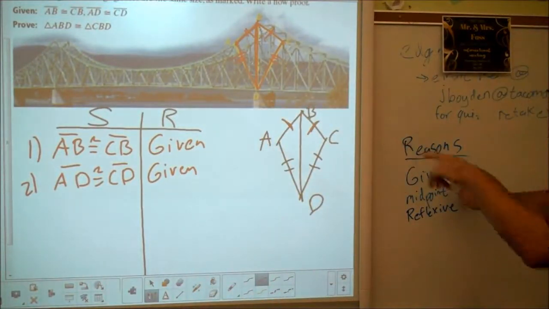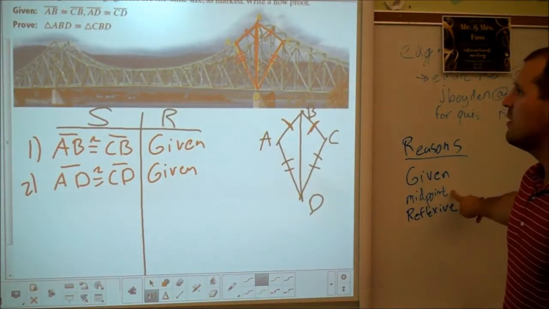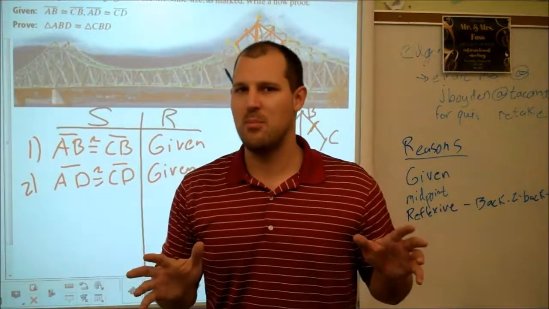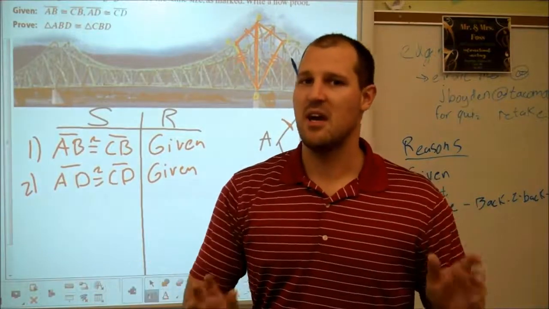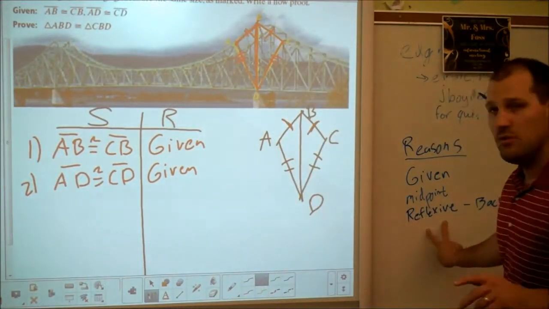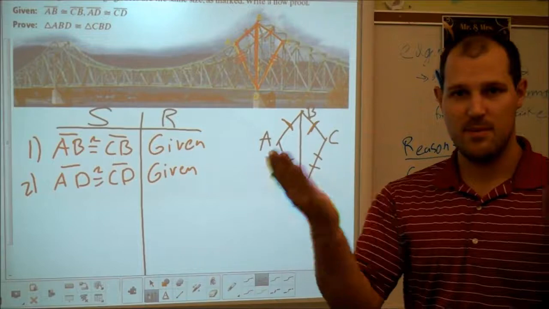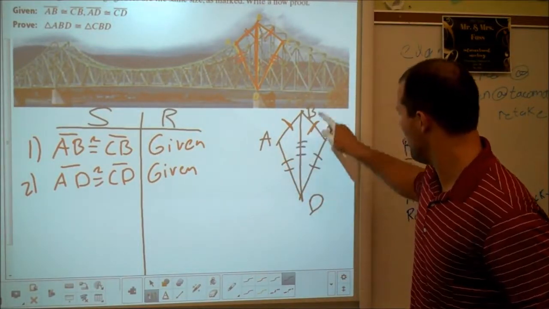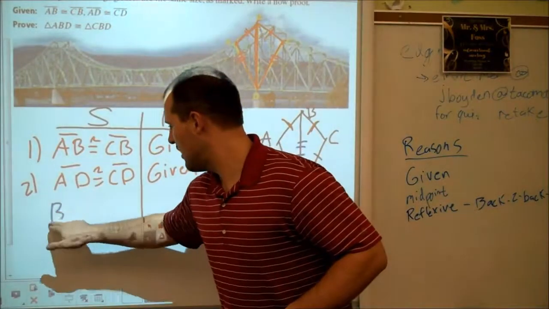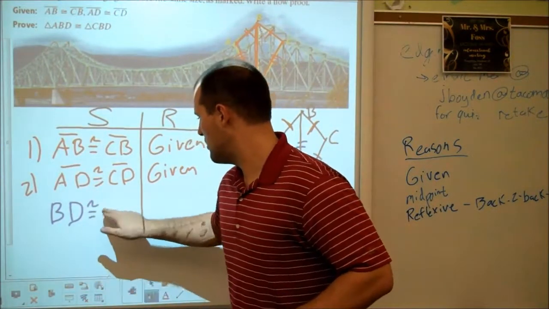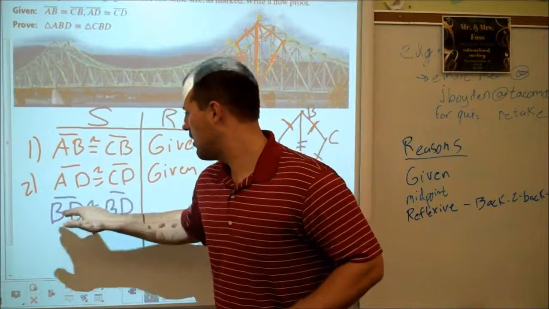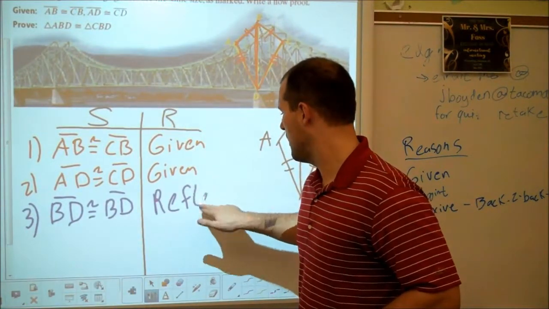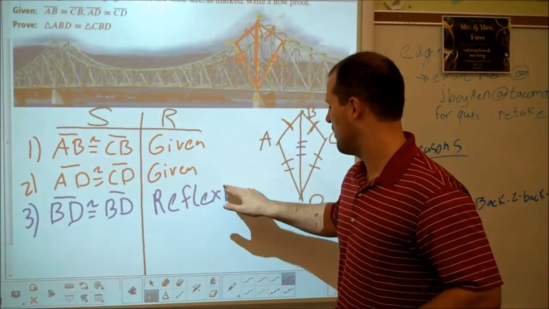Okay, and so we've had 3 new reasons so far. We've had given, we've exhausted that one. We had midpoint. Do we have any information about midpoints? Well, no, we're going to look in the given. We don't see the word midpoint there, and there's nothing labeled. It's not going to be a midpoint. So let's see. Do you see anything reflexive? Are these 2 shapes back to back? Yeah, they are. And so we have that third side in here in the middle, BD, which is reflexive. So we say BD is congruent to BD. How do we know? Because of the reflexive property of congruence, which I'm just going to write reflexive.